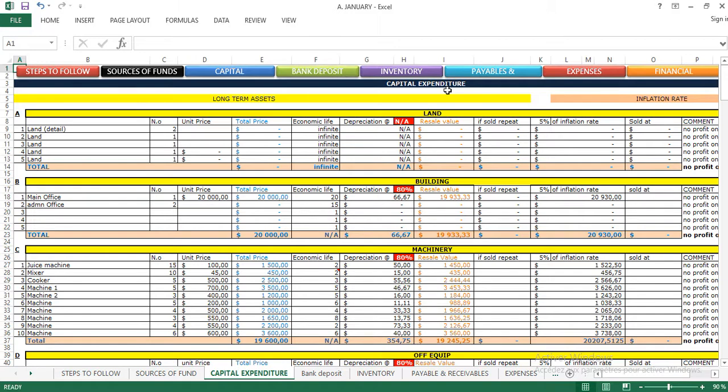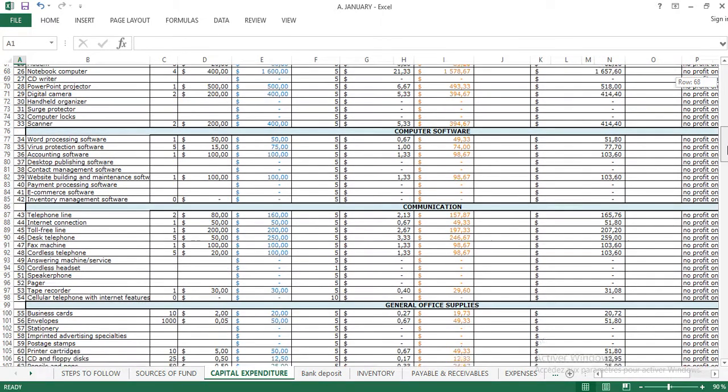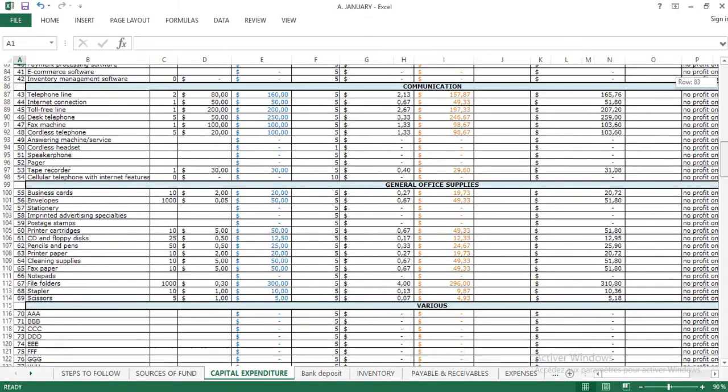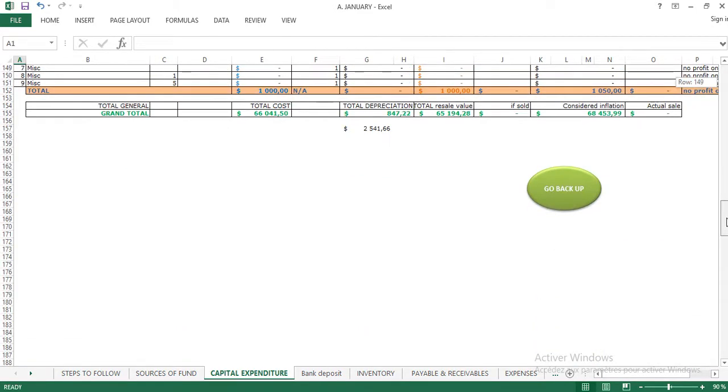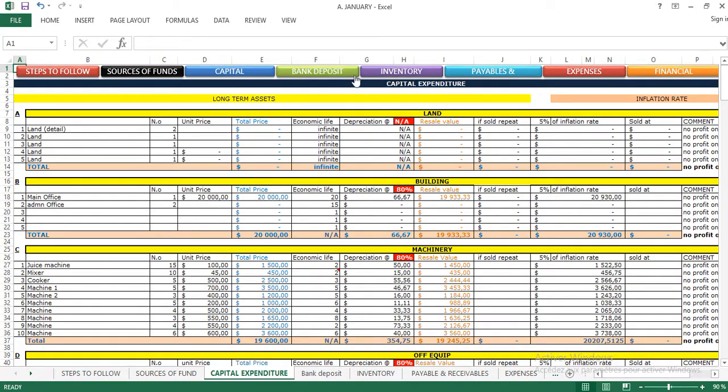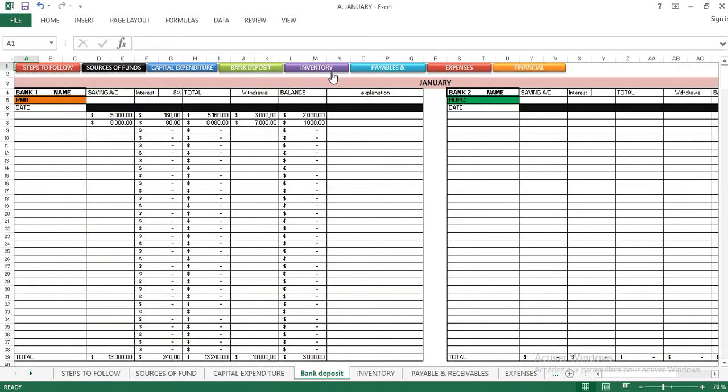First of all, you need to invest in capital. Capital expenditure: you're going to buy maybe land, or a building, or machines. This is everything you're going to buy. This is just an example. I will show you how to build that. Then you have bank deposits. For instance, you have saved some amount in the bank. You have to mention that in your modeling.